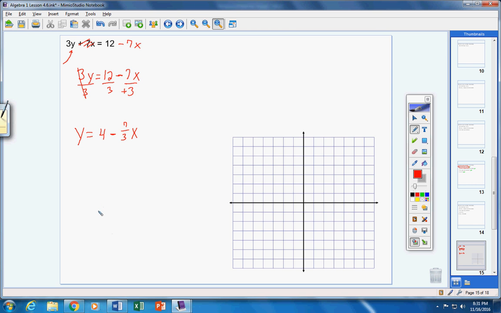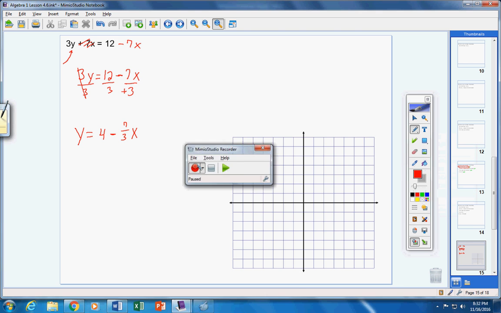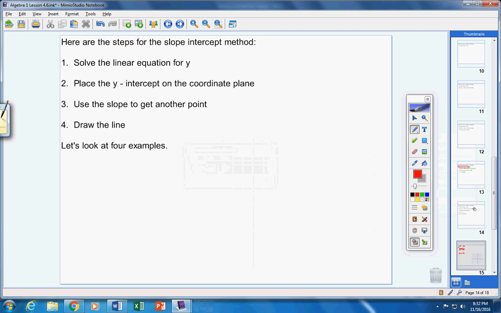Is step 1 completed? Well, you tell me. Is the equation solved for y? Is y all by itself? Yes, it is. So step 1 is done. Now, students, if I've accomplished step 1, which I have, step 2 says place the y-intercept on the coordinate plane.